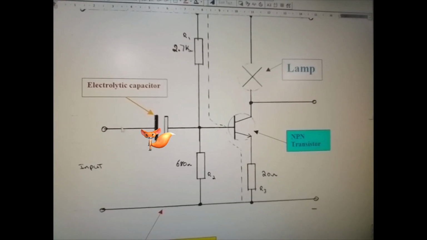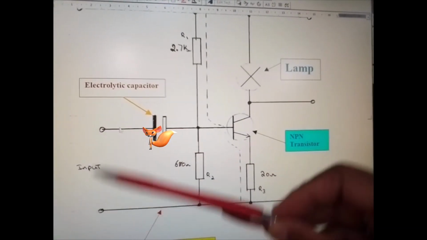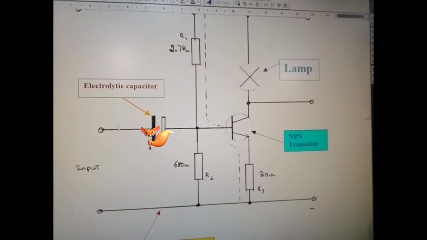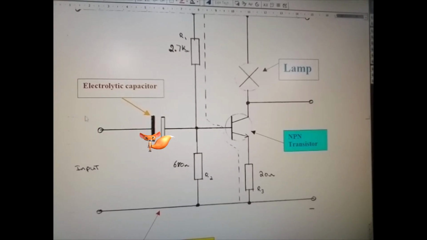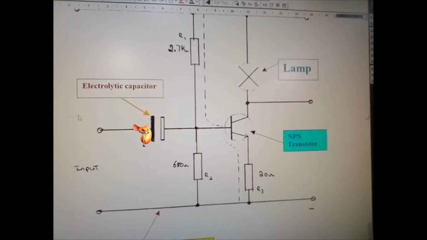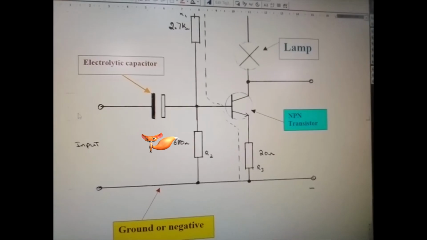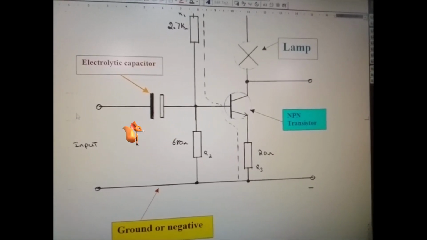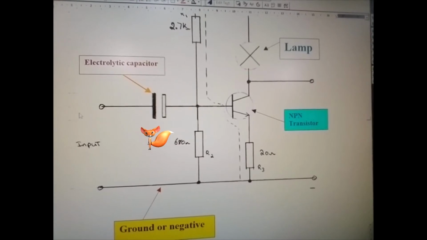Now here's where you would input your signal, okay, and your capacitor would then remove any unwanted responses. Now ground or negative, okay, simply that. On your breadboard there would be something like that, okay.